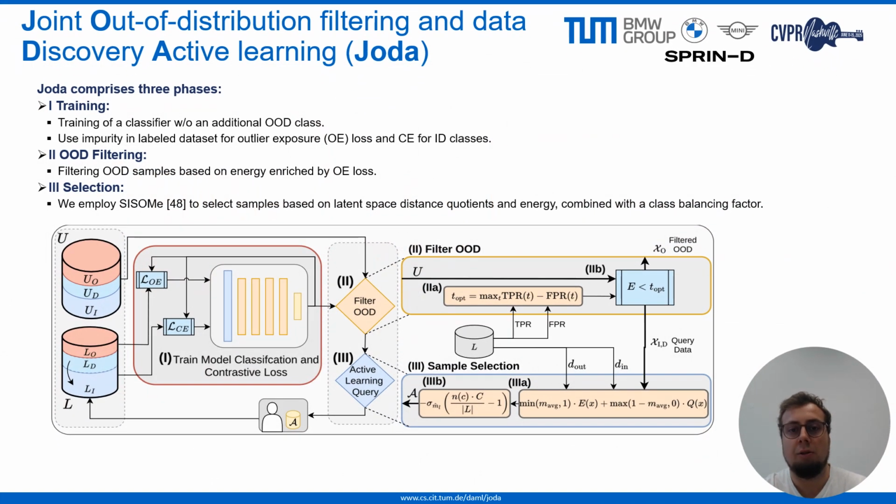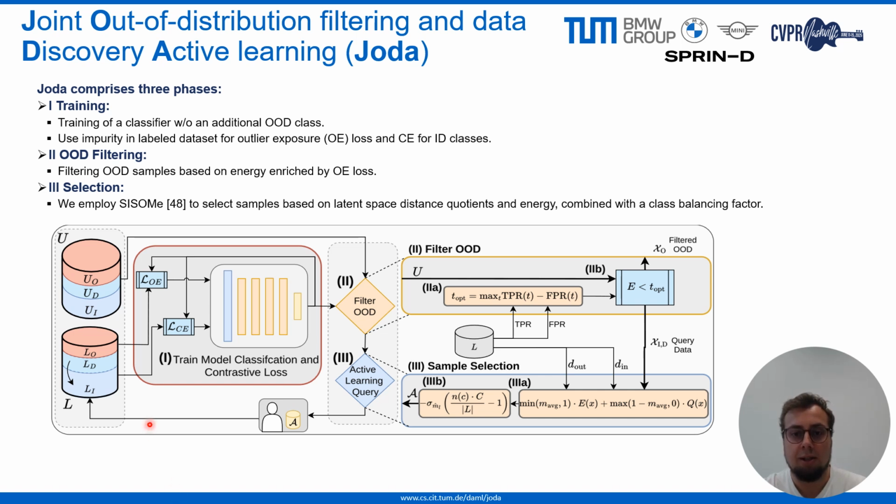The complex and more realistic OSDAL scenario introduces the more challenging task of separating interesting novel classes close to the known data distribution from OOD data. To address this problem while eliminating the necessity of additional models and data access, we propose JODA.